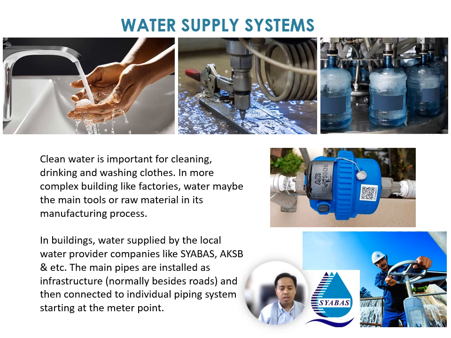In buildings, water is supplied by the local water provider companies like Syabas or Syarikat Air Selangor and AKSB or Air Kelantan Sdn Bhd and others. The main pipes are installed as infrastructure, normally beside roads, and then connected to individual piping system, starting at the meter point.